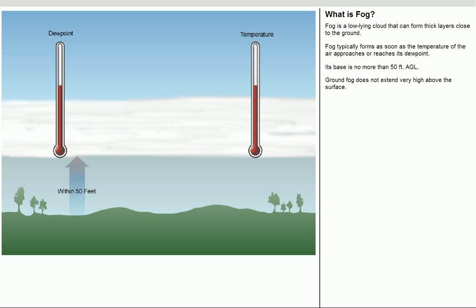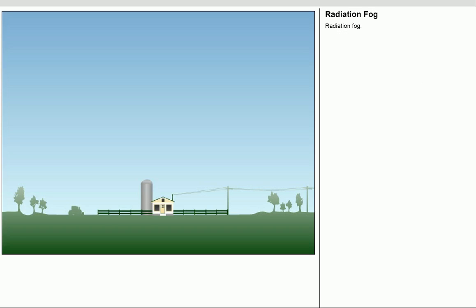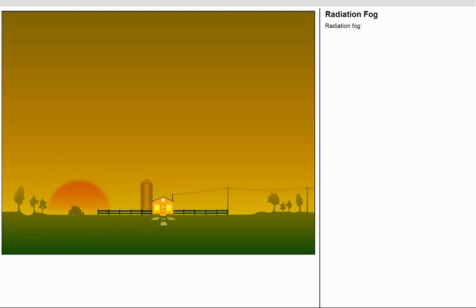Fog typically forms as soon as the temperature of the air approaches or reaches its dew point. Its base is no more than 50 feet above ground level. Ground fog usually does not extend very high above the surface. Fog calls for extra vigilance and enhanced situational awareness. Many different types of fog exist, and the longer you fly, the more familiar you'll become with the types of weather conditions that lead to its development.